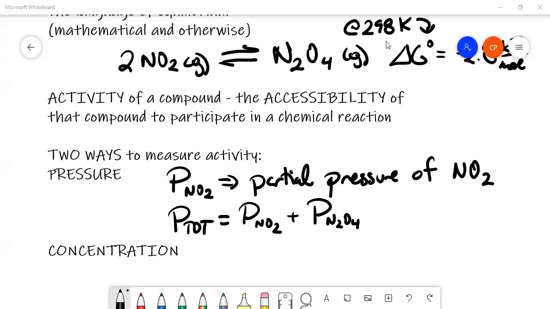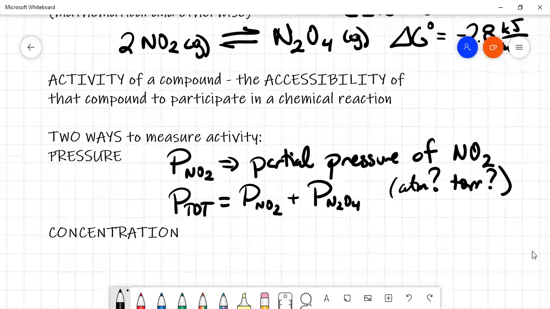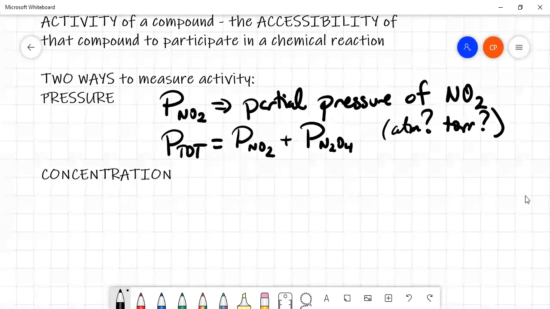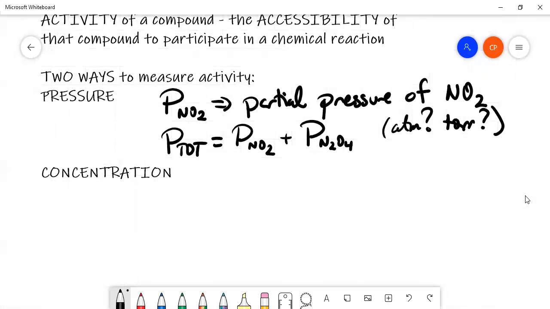Concentration units, molarity. What's molarity? Not grams per liter, but moles per liter. Absolutely. So I'm content with general pressure units over here, maybe in atmospheres, maybe in torr. But concentration units, I'm going to refer to in molarity units, in units of moles per liter. Okay?